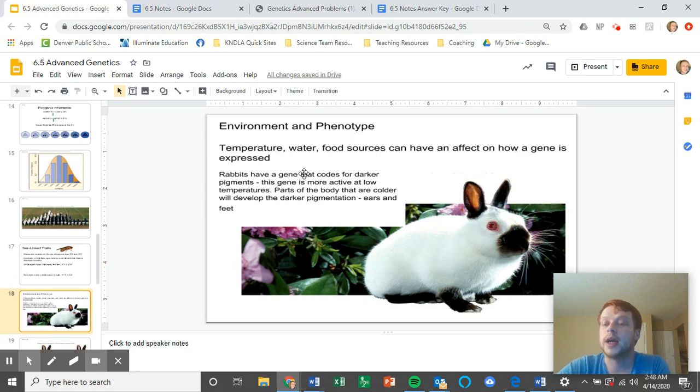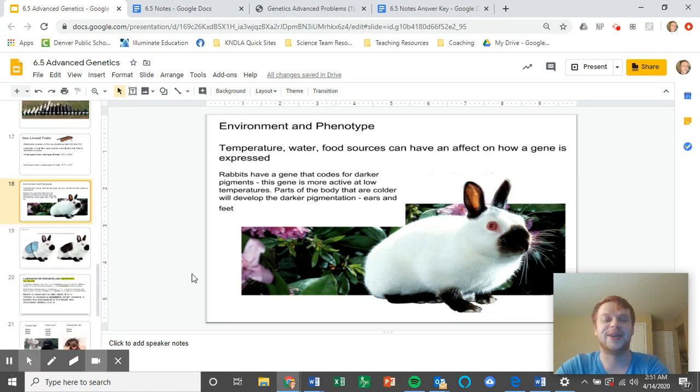The reason for that is, remember, darker skin can absorb more light. Sorry if you heard that. My neighbor is stampeding upstairs. So the darker skin can absorb more light.